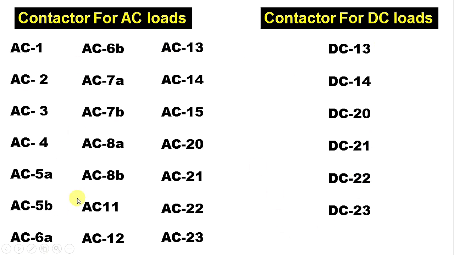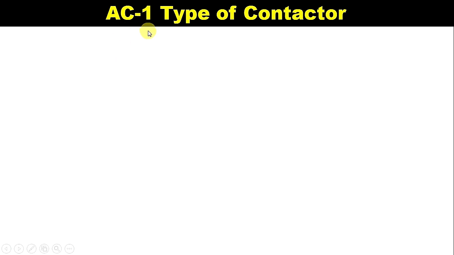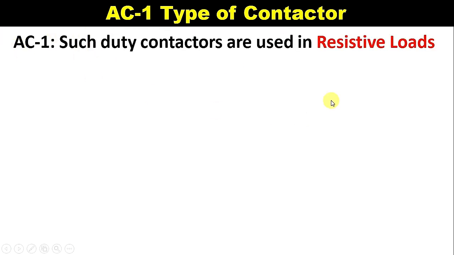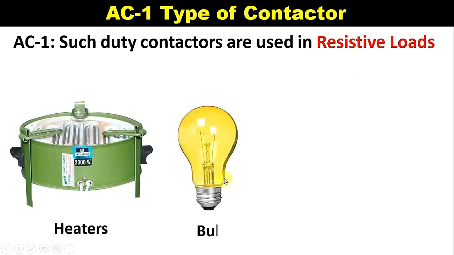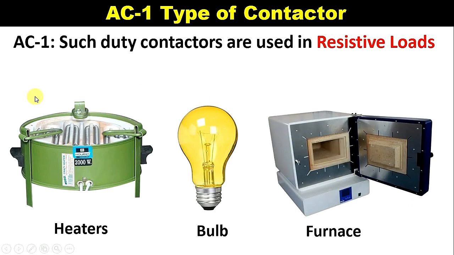Now among all these types of contactor, only AC1, AC2, AC3 and AC4 contactors are mostly used. First of all, we will talk about the AC1 type of contactor. We use this AC1 type of contactor for resistive loads, like heater, bulb and furnace. These are all resistive loads. And if you want to turn on and off these loads, then you have to use the AC1 type of contactor.